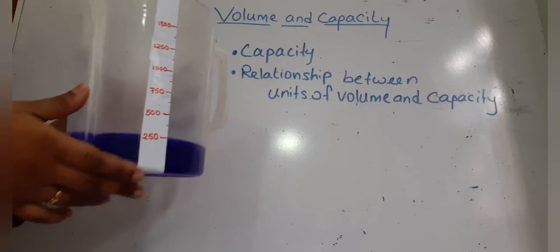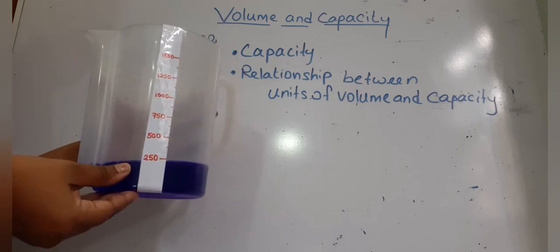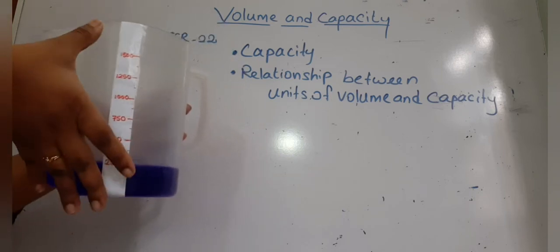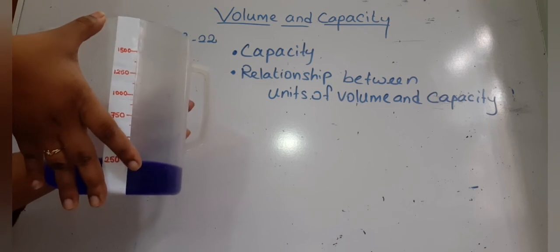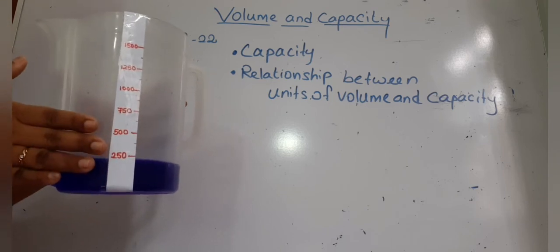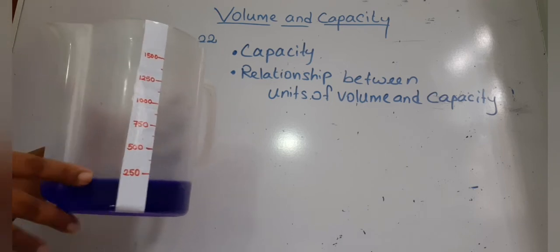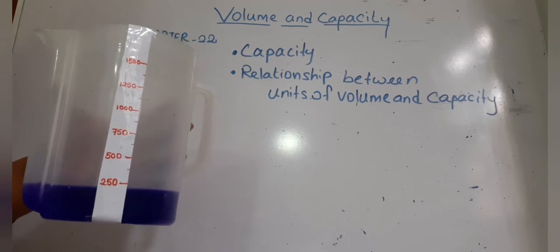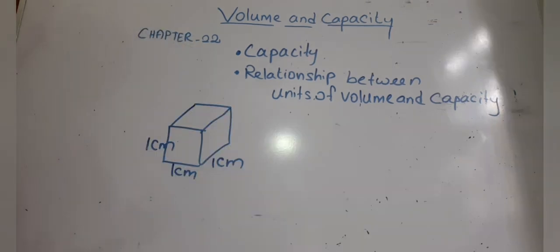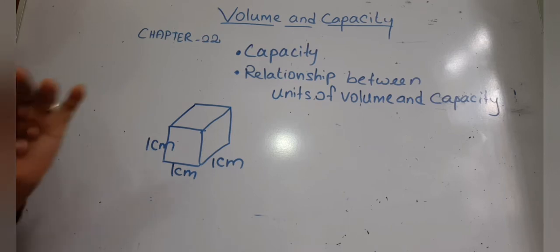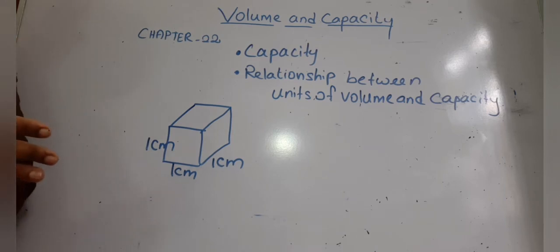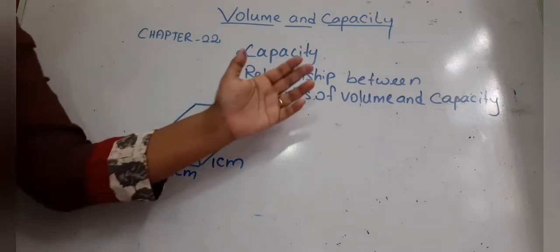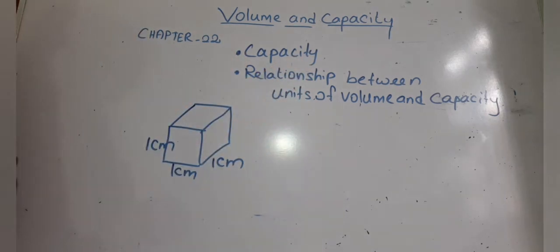So the volume is actually the amount of liquid in it. The capacity of the container is the maximum liquid which can be poured inside this container. So now you might have understood what is capacity and the volume. So moving to the second topic, now the relationship between units of volume and capacity.